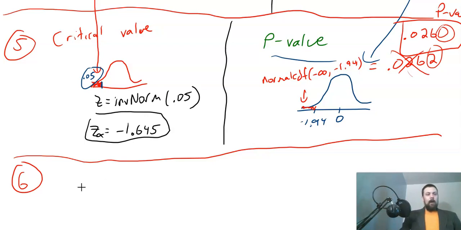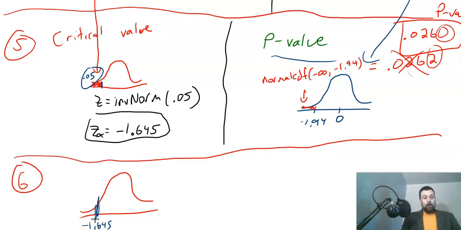So what do I do here? Do I reject or do I fail to reject? If you use the critical value to decide, then the cutoff that we've determined from the critical value is negative 1.645. If the test statistic goes further into the left tail past this number, it's too extreme, so we have to reject the null hypothesis.